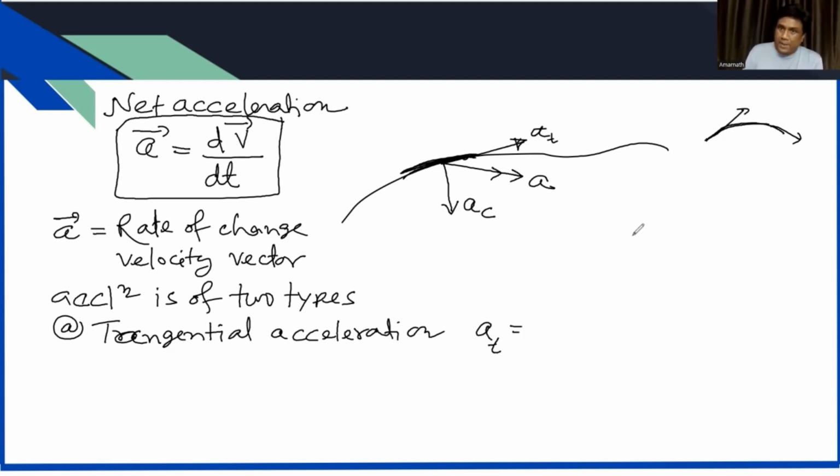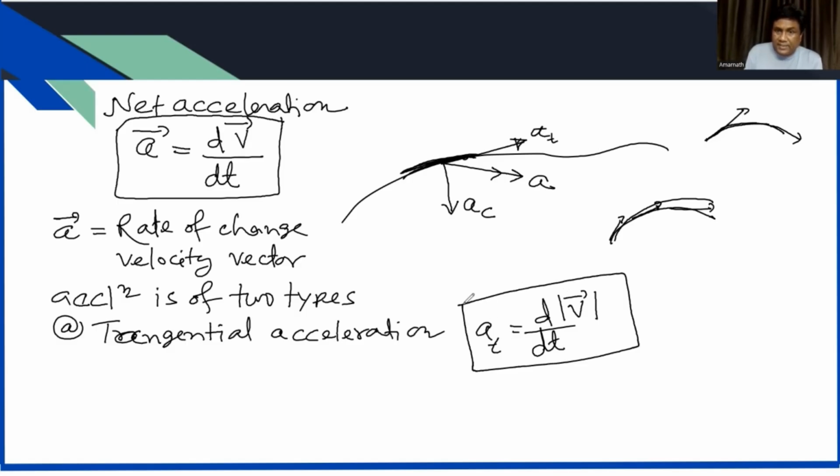I repeat, velocity may be changed in two ways. If direction changes, then velocity changes. If speed changes, then also velocity changes. So tangential acceleration is because of change of speed, and the other acceleration, called centripetal acceleration, is because of change in direction. No need to worry about it. If the speed changes, say here the speed is 5 meter per second, here 6, here 7 meter per second, it means rate of change of speed. Remember, speed is the magnitude of velocity.